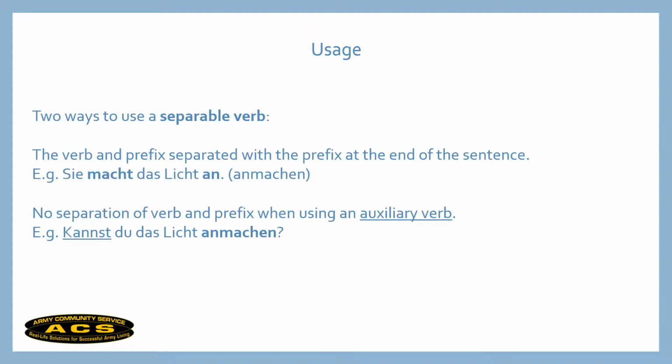I can also keep the separable verb as one verb. For example, in cases when I use the auxiliary verb können in German, here conjugated as kannst. Können means can. So if I ask the question, can you turn on the light? In German, kannst du das Licht anmachen? I'm using an auxiliary verb, and in that case, I keep my separable verb together. And here, when using that question, it's at the end of the sentence.